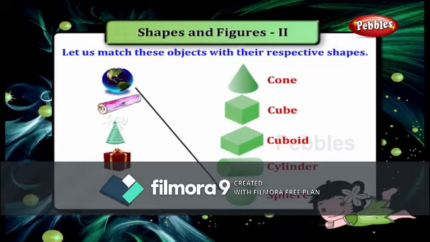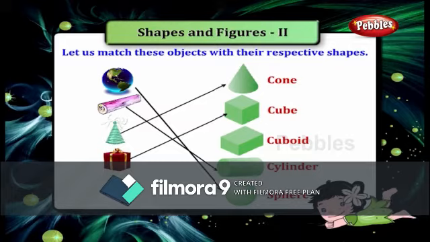The model of the earth has the shape of a sphere. This wooden log is cylindrical in shape. This birthday cap has the shape of a cone. This box has the shape of a cube. This book has the shape of a cuboid.